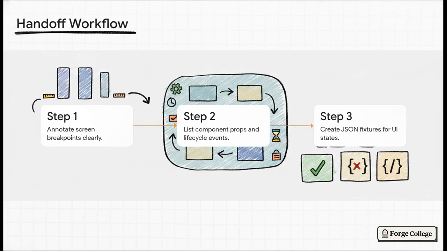Step 3, create JSON fixtures, which is just a fancy way of saying sample data for your pending, confirmed, and failed states. Delivering these exact, meticulously crafted artifacts completely eliminates developer guesswork. They don't have to guess what an error state looks like because you've given them the exact code blueprint in a simple, easy-to-read format. This drastically reduces UI regressions and will save your team hours of painful debugging during implementation.